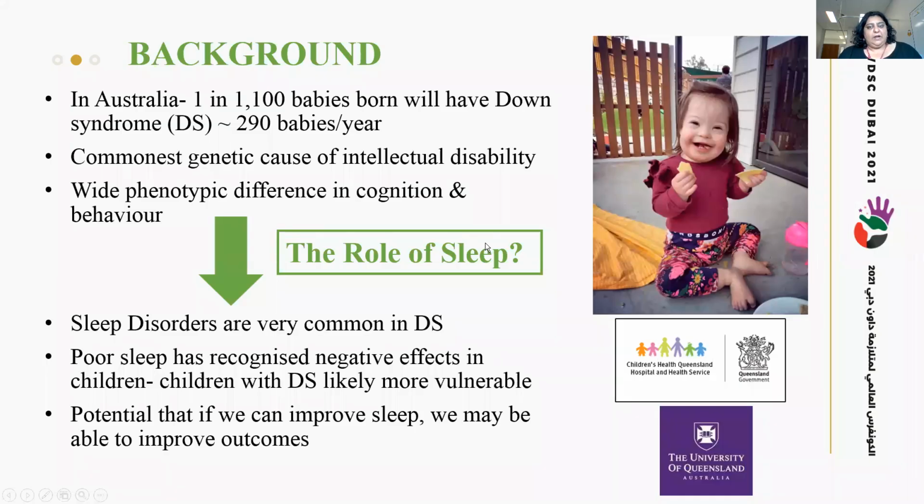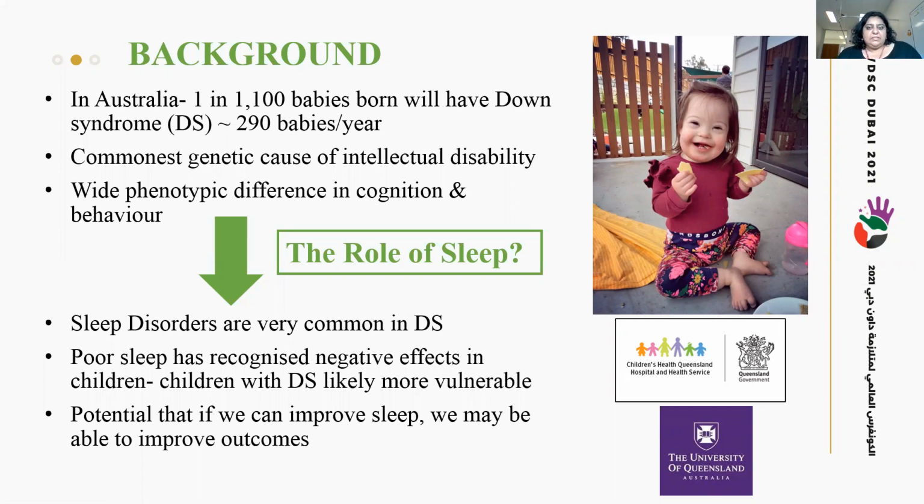So just by way of background, in Australia, 1 in 1,100 babies born will have Down syndrome. This accounts to about 290 babies born each year in Australia. Down syndrome is the commonest genetic cause of intellectual disability, but there are wide phenotypic differences in cognition and behaviour. In recent times, the role of sleep has been proposed to account for some of these phenotypic differences.